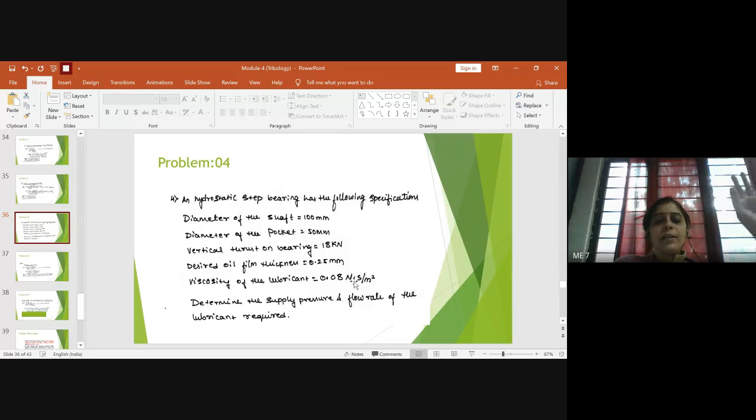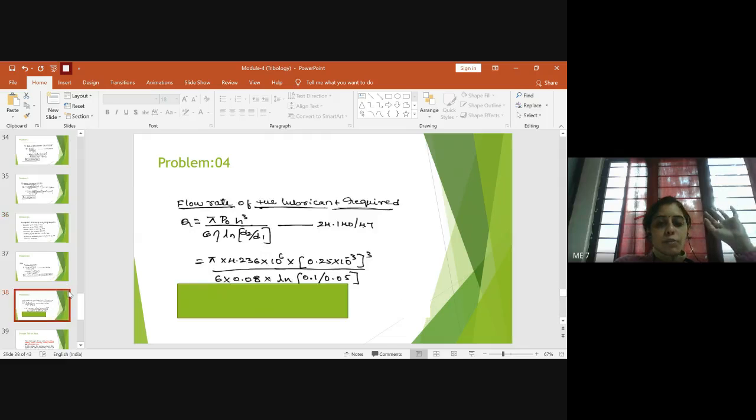So it is directly Newton second per meter square. So it is nothing but Newton per meter square into second. So it is nothing but Pascal into second. So the value need not be converted. So directly you write the value for the viscosity. Okay. So that is 0.08 into log of, now substitute the value of D2 and D1.